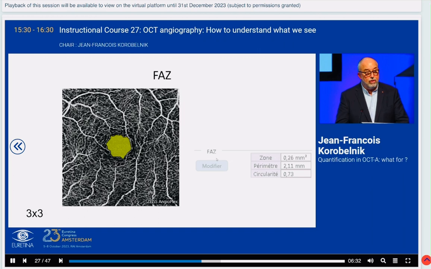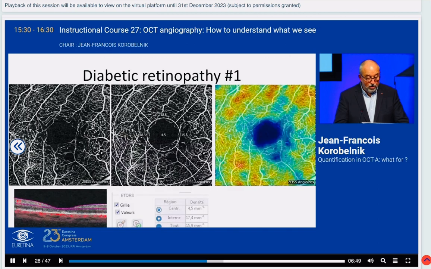Last but not least, about quantification, the avascular zone, and Joao presented that already. The avascular zone can be measured, and there is 3 options: the surface of the avascular zone, the perimeter of the avascular zone, and the circularity of the avascular zone. So it's 3 quantifications just for this small area. So is it something that is interesting, is useful? Let me show you a few examples.